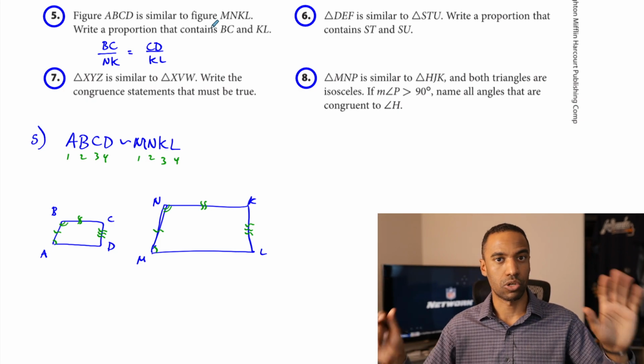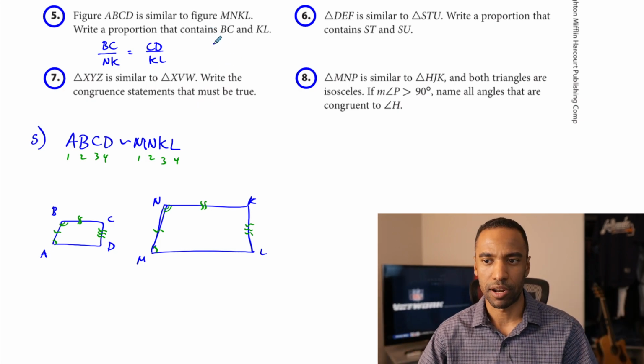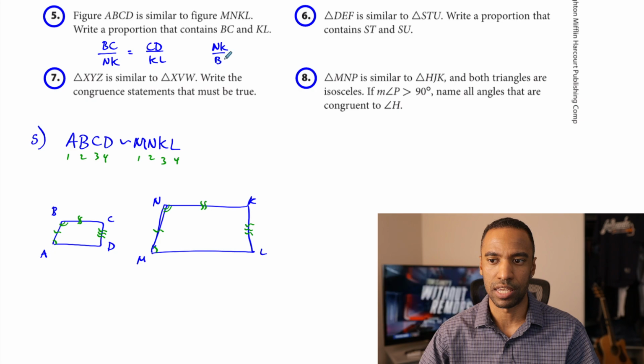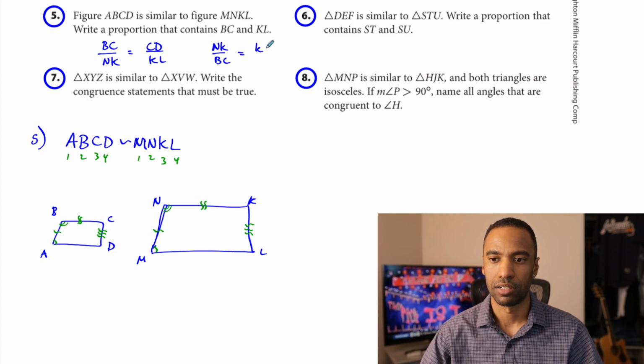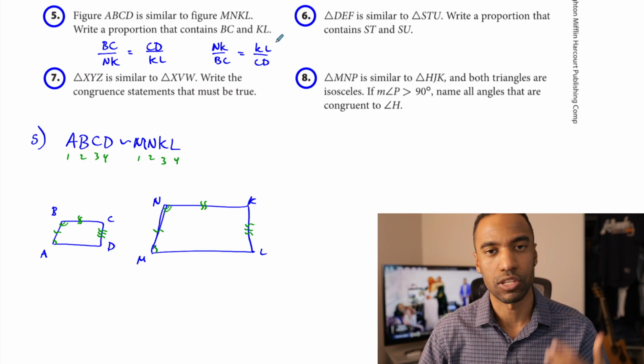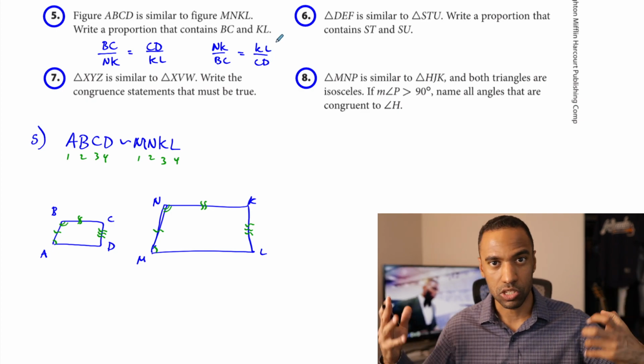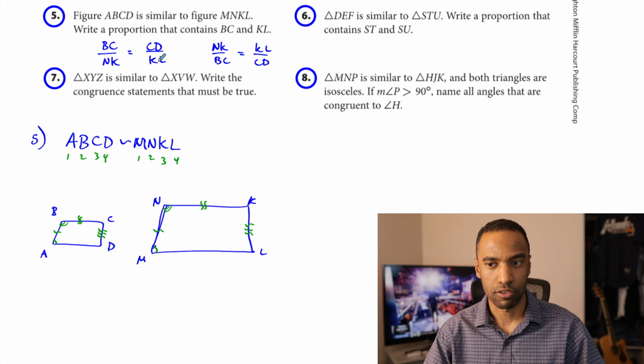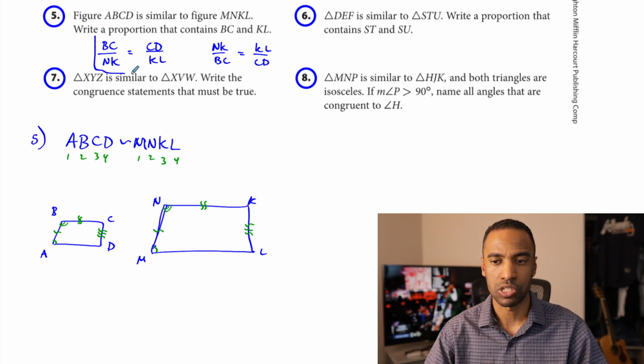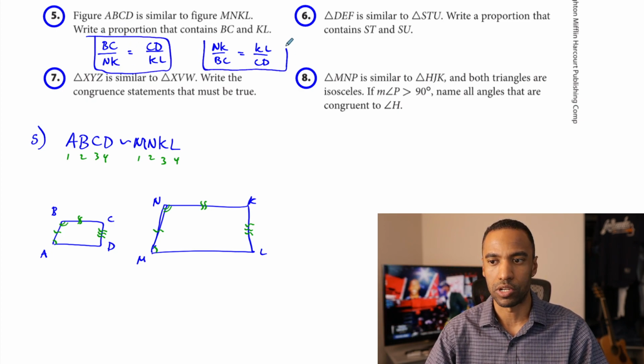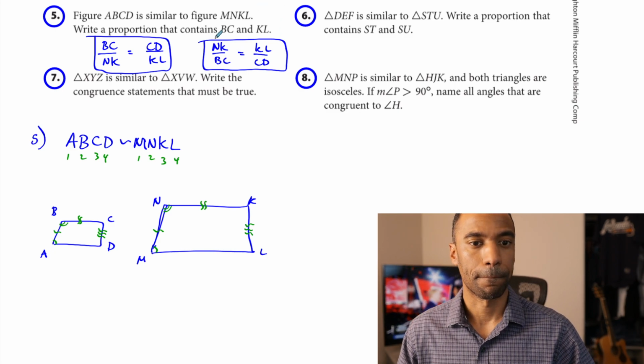That is the answer, or an answer. You could also flip it on its head. I could have put NK over BC equals KL over CD. That's fine. That goes large to small, as long as they correspond and they go in the same direction, then you're good. Either of these proportions work as far as setting them up, this or that, and then of course swapping the equations. But that's it. That's good.